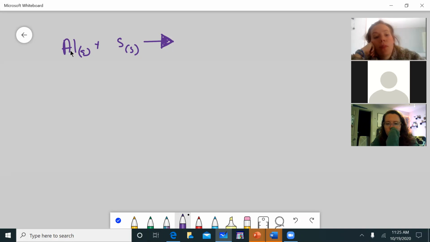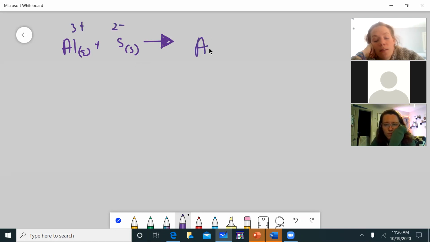Okay, so for this, if I tell you, hey, aluminum and sulfur come together in a combination reaction, you would need to write a product where these two things come together. Now this is a metal and this is a non-metal, so in order to write a product for this, you would need to balance charges. Remember, aluminum has a 3+ charge, sulfur has a 2-.